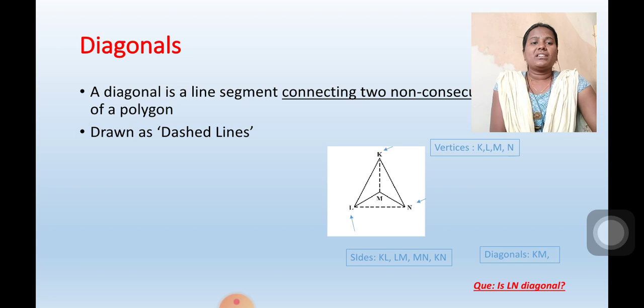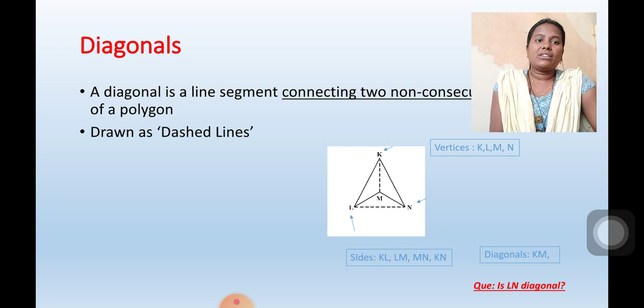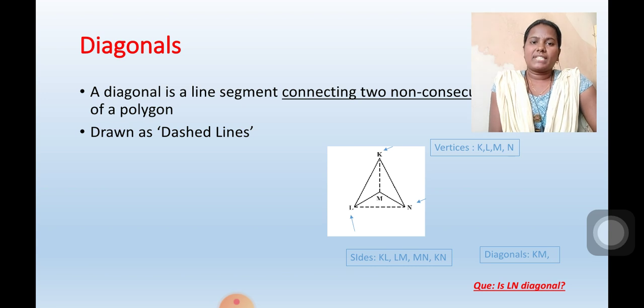Okay. So here if you observe, the diagonals are shown as dashed lines. So that is a figure KLMN. KLMN are the vertices. So which are the sides here? KL, LM, MN and NK or KN are the 4 sides of the polygon here.